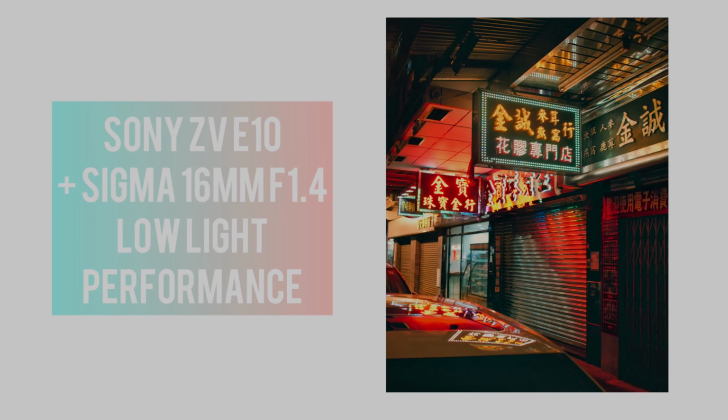Hi guys, I've been taking a lot of photos at night recently and I would like to share with you some of my experiences using the Sony ZV-E10 camera and Sigma 60mm f1.4 lens. I also want to show you some sample photos taken in low light environments.